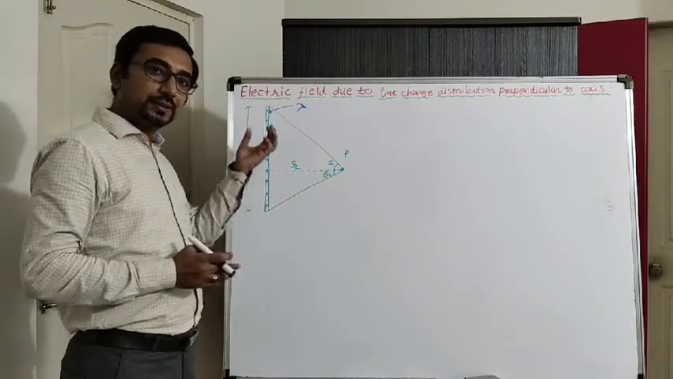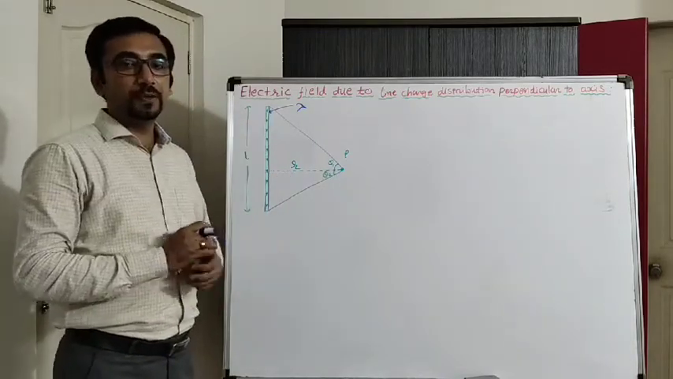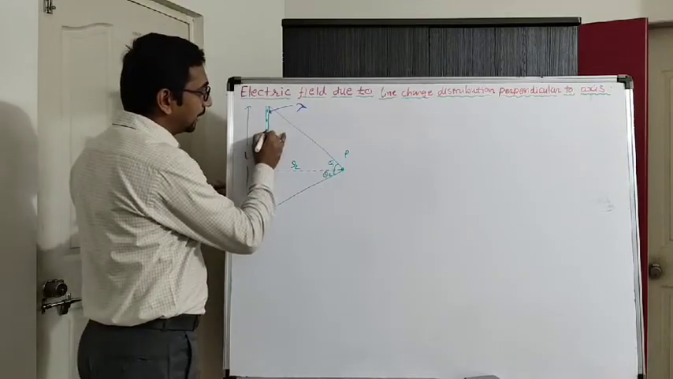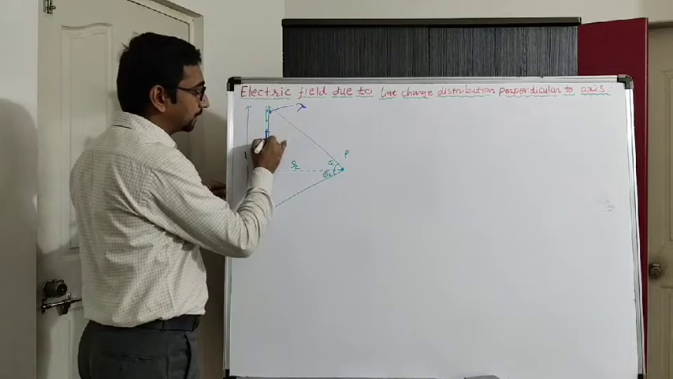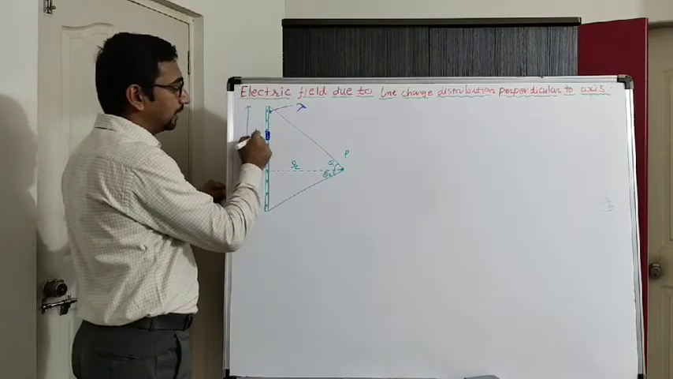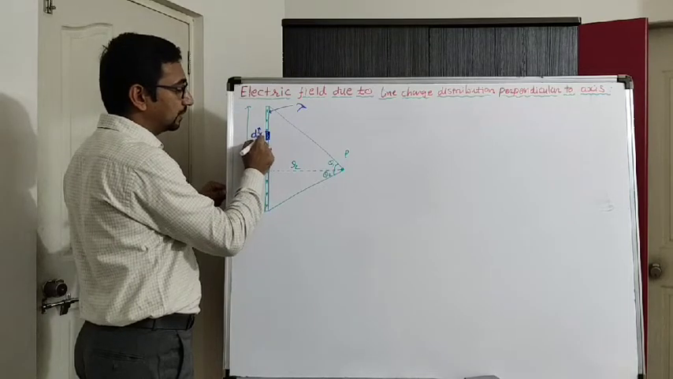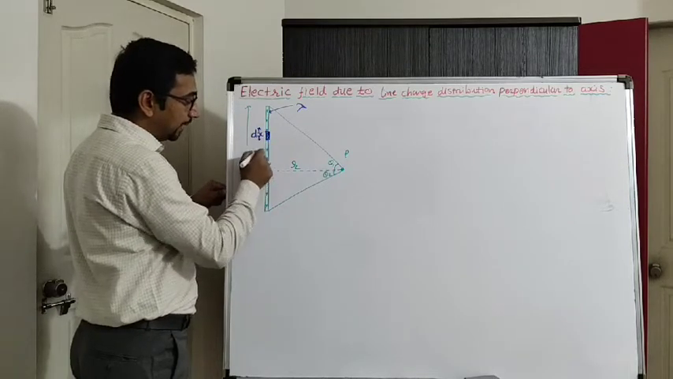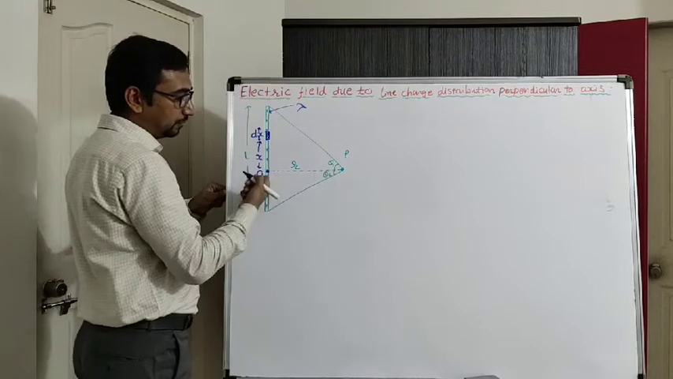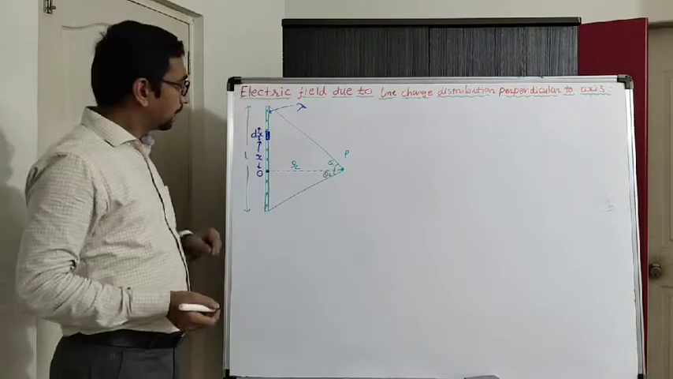So again this is a continuous charge distribution, so we'll have to start with a small segment. We'll take a small segment over here, having thickness dx at distance x from the perpendicular point from P.